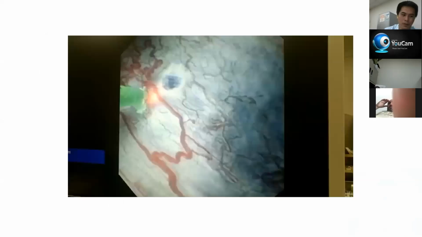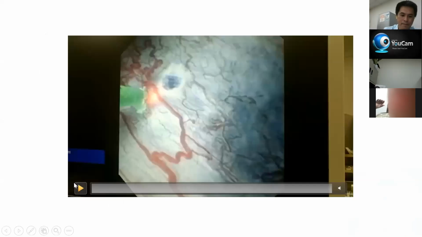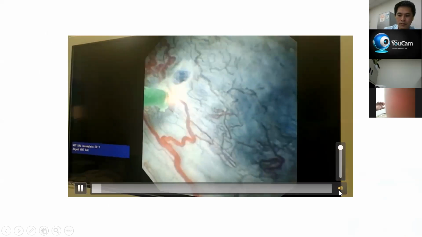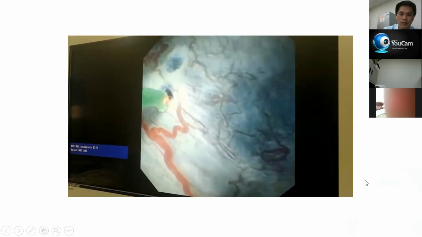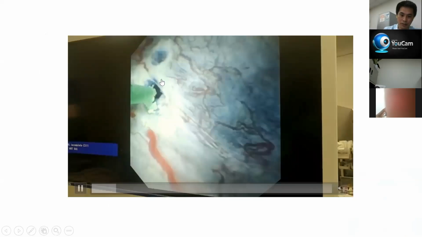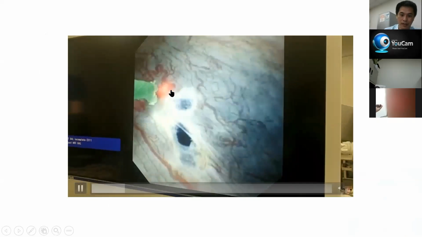Here is a video dealing with the cyst. You can see we first find that it's much bluer in this cyst, and then we find some blood vessels. So we use the laser to deal with the blood vessels first.